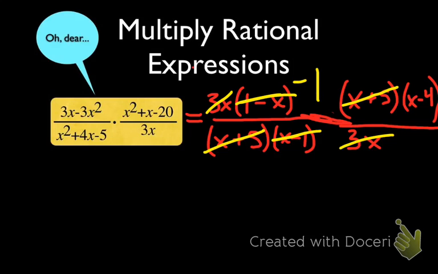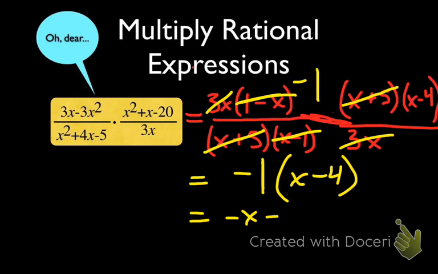So this will simplify to negative 1 times x minus 4. I have no denominator. We canceled out everything from the denominator. Actually, negative x plus 4. I can put it over 1, right?